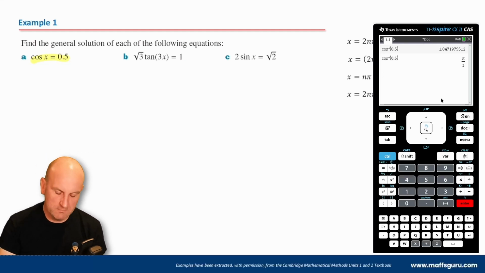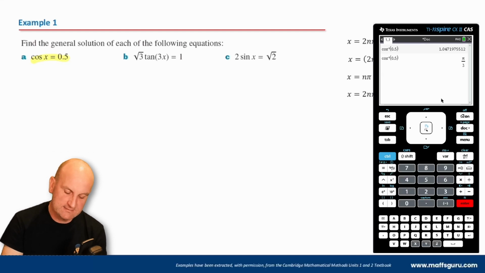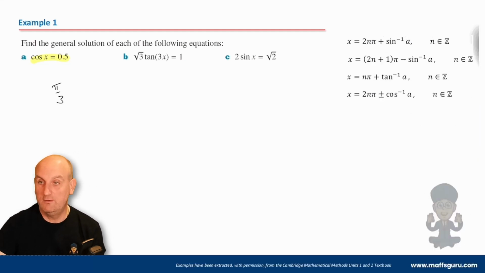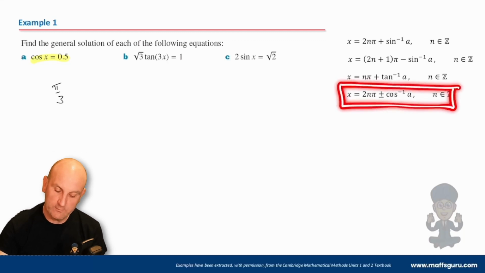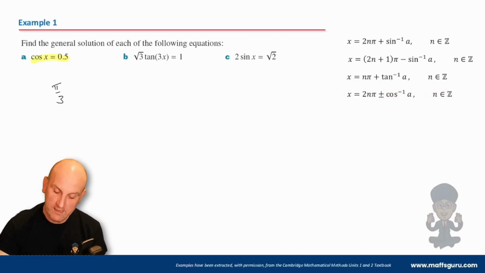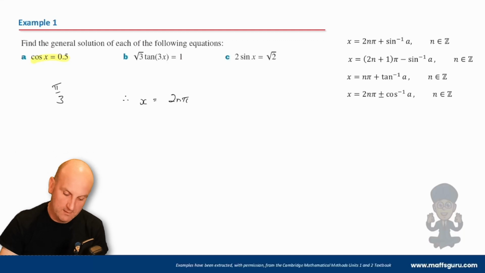So I've got my initial solution, which in this situation is pi on 3. And I realistically don't need to do any more thinking, believe it or not, because I know that my cos is this one here. How do I know that? It's got cos in it. I know that there is my initial solution. So therefore, the answer to this gives me that x is equal to 2n pi plus or minus pi on 3.